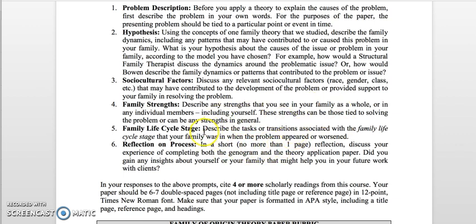Describe and discuss using the Carter and McGoldrick family life cycle stage discussed in, I believe, week 1 and 2. And talk a little bit about the developmental family stages and tasks that might affect the problem, and then provide a short reflection on your experience of completing the genogram and the paper itself.